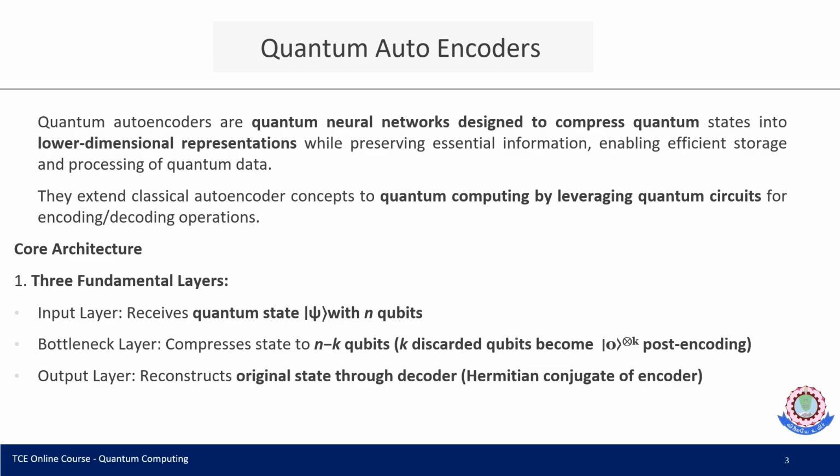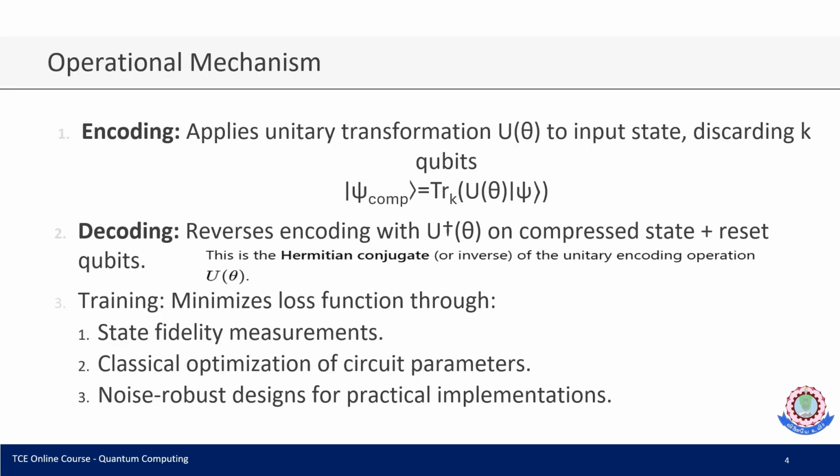Next is the core architecture. The first layer is the input layer, which receives the quantum state ket psi with n qubits. The second layer is the bottleneck layer, which compresses the state to n minus k qubits, and here the k discarded qubits become ket 0 tensor product k after encoding. The output layer reconstructs the original state through the decoder, the Hermitian conjugate of the encoder mechanism.